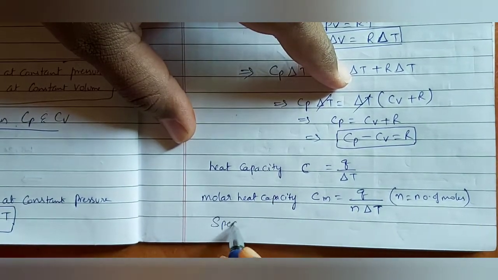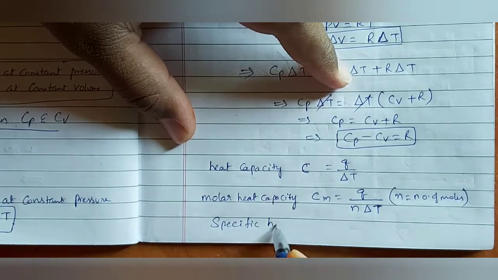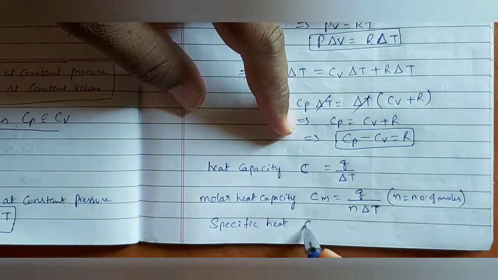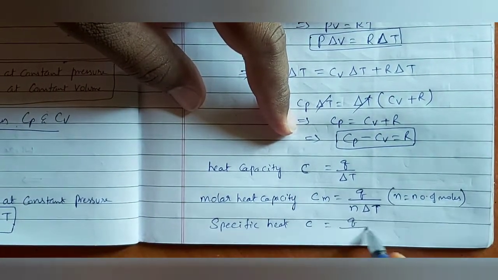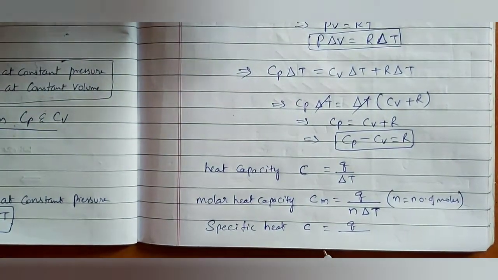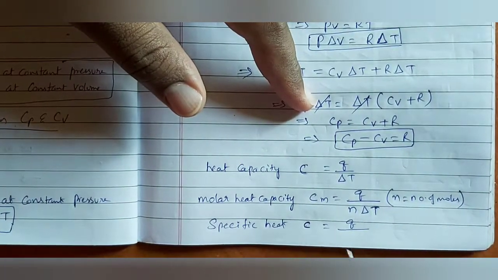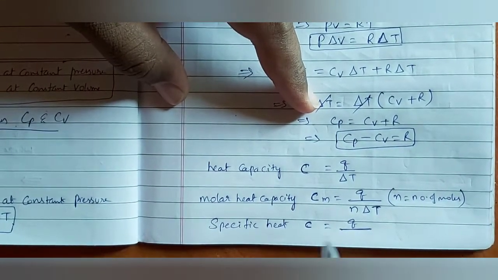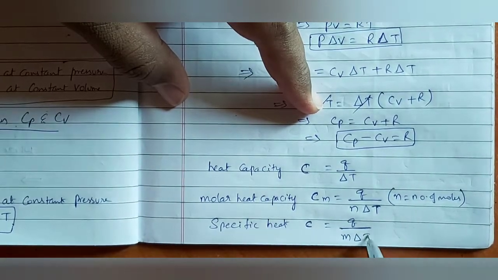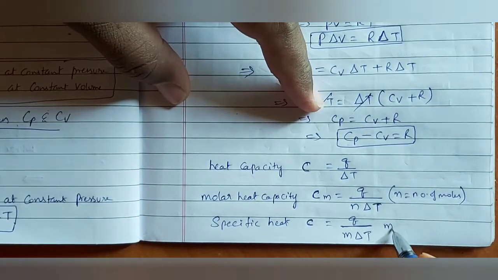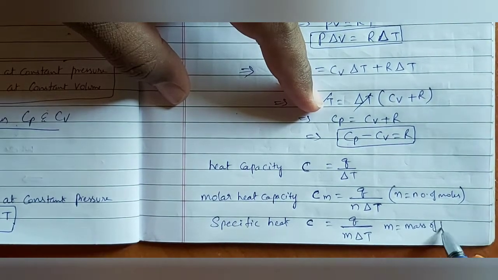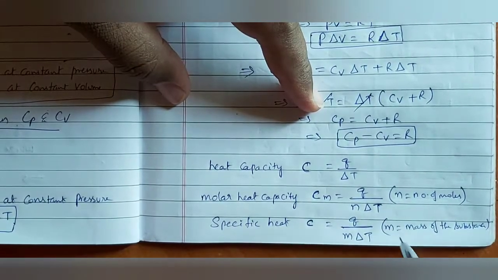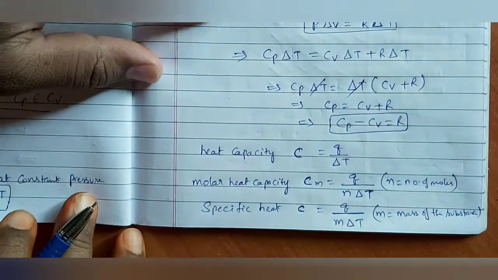Next, specific heat. Specific heat is small c, this is capital C, this is capital Cm. Okay. Specific heat c is equal to Q by M into delta T, where M is the mass of the gas, the mass of the substance.